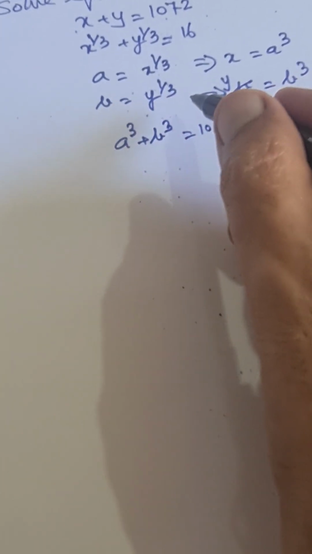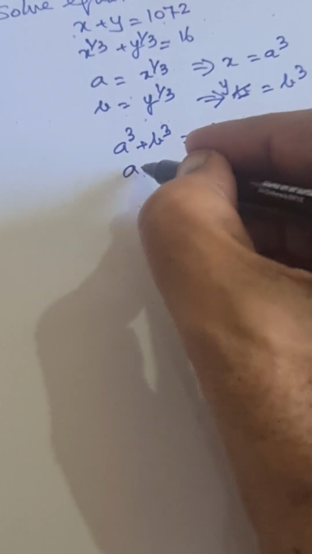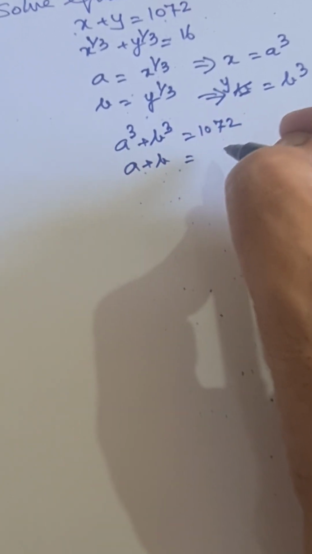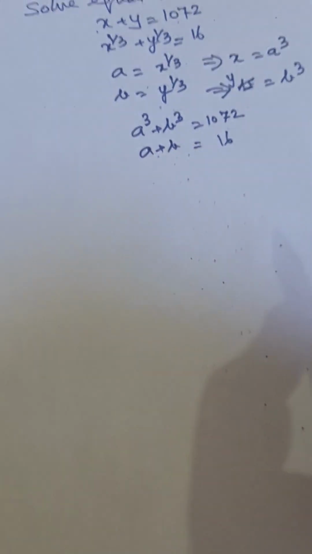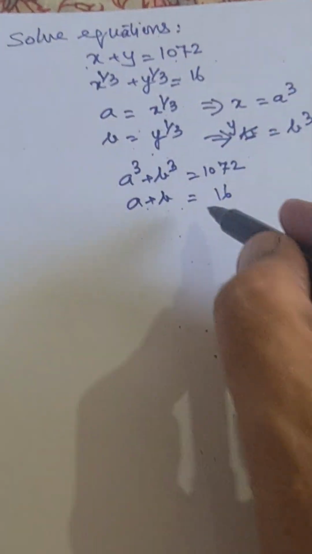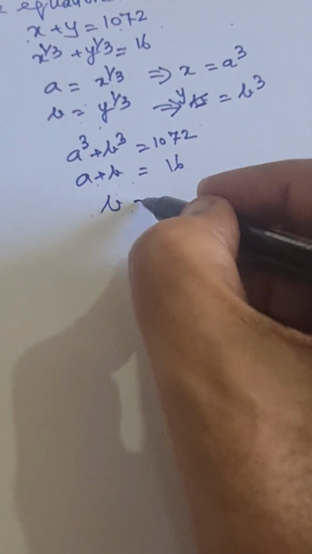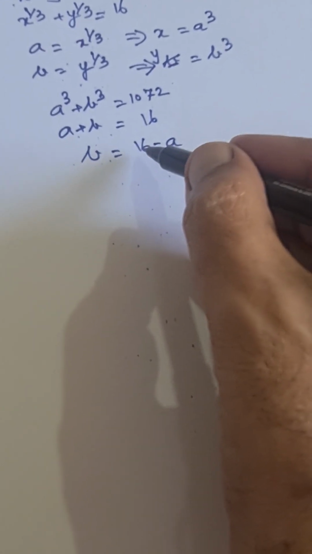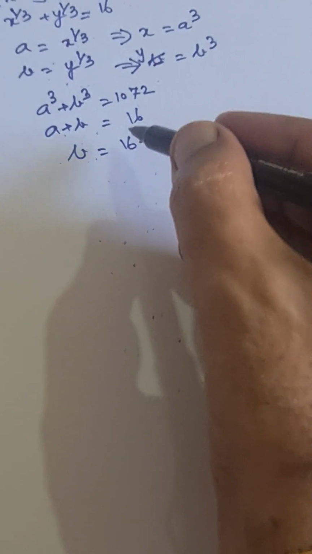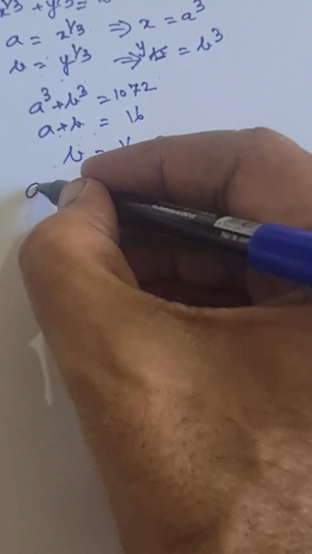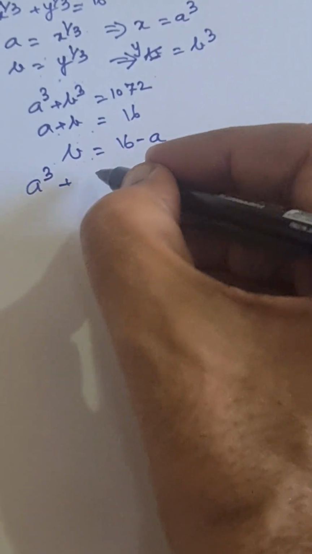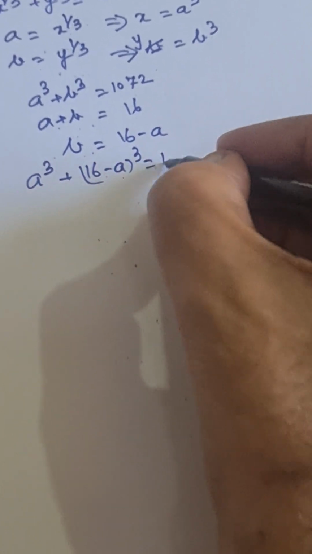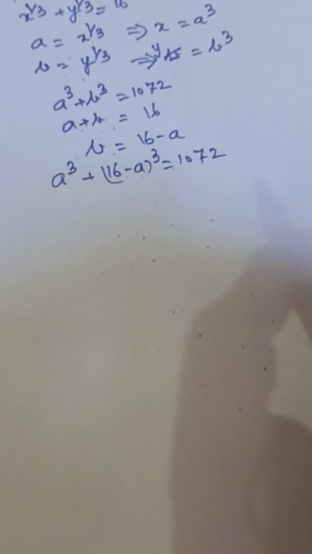And a plus b equal to 16. Now from this equation we get b equal to 16 minus a. Now putting this value of b in this equation, we get a cube plus (16 minus a) cube equal to 1072.